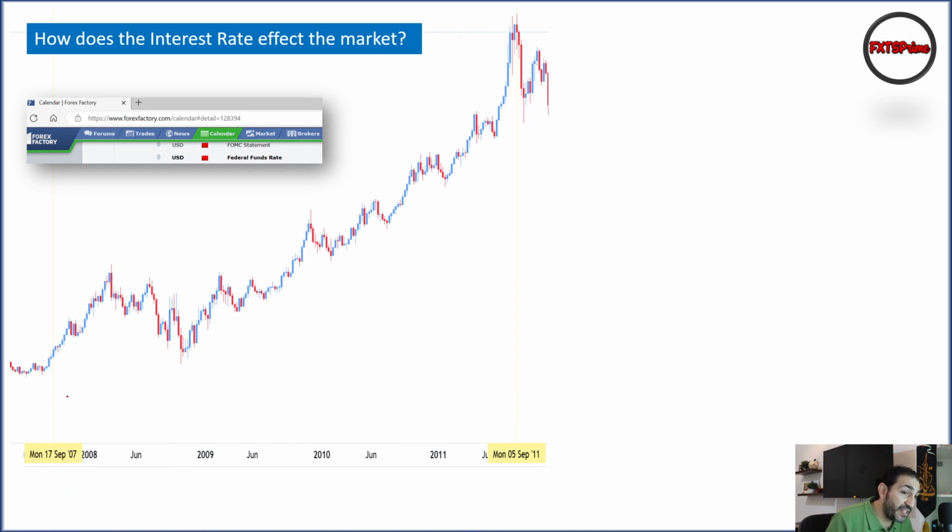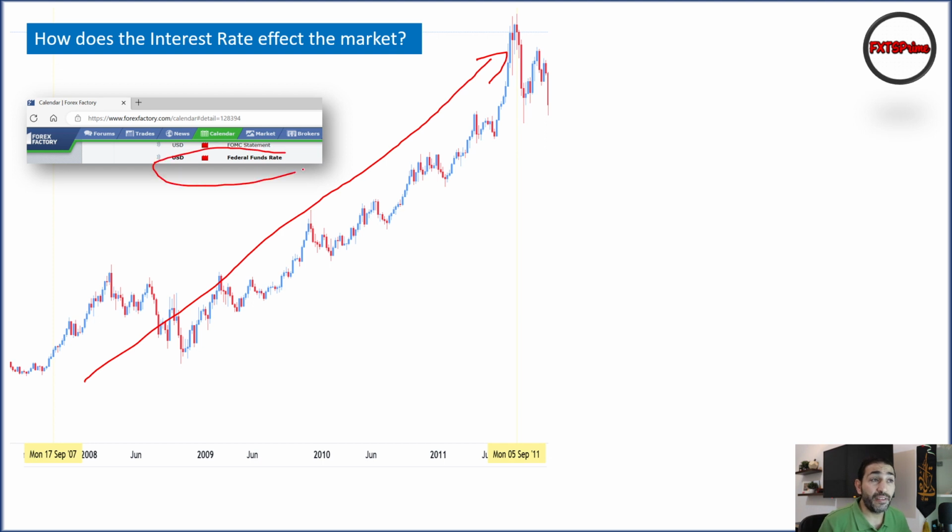If I look to this trend line, I am going to see the trend line is going up. So I want to understand what is the relation between the fund rate, the interest rate, and this trend line, which is going up for almost 4 years. And this is how I want you to learn how to trade.